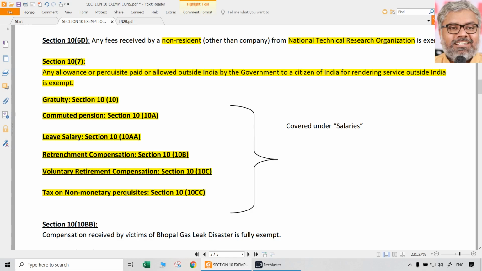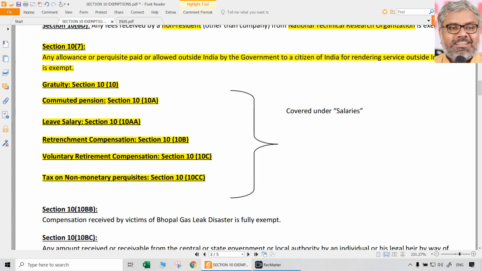These are all the things to be remembered very well. Provisions are there in the head of salaries. Tax on non-monetary perquisites is an important point, 10(10)(cc). That is exempt in the hands of the employee and this amount is not deductible for the employer as an expenditure. So the other side also you should remember. Same way, voluntary retirement compensation is exempt under 10(10)(c) for the employee, whereas for the employer it is not deductible in one shot, it is deductible in 5 equal installments. Like that, one side employee is there, other side employer, what happens to them, that also is to be known.